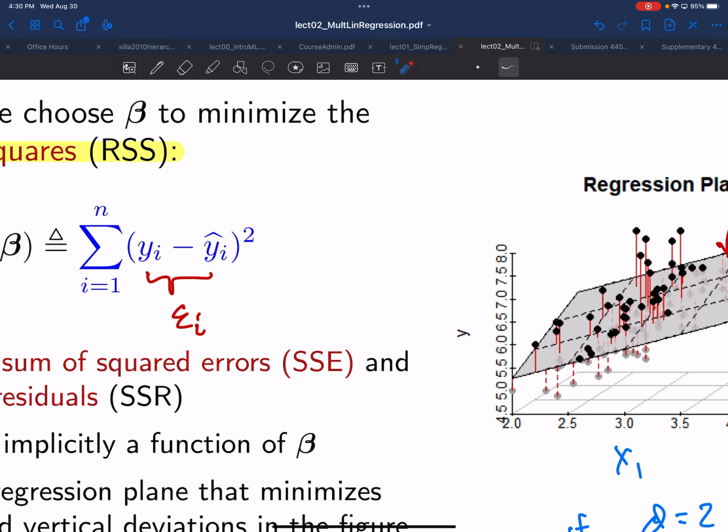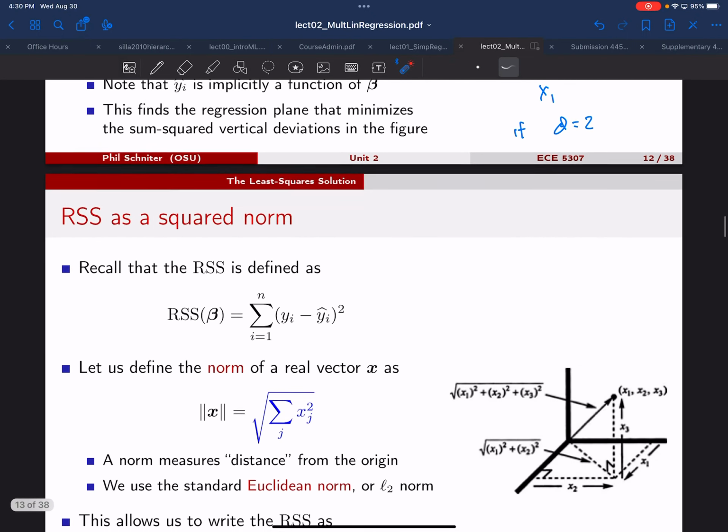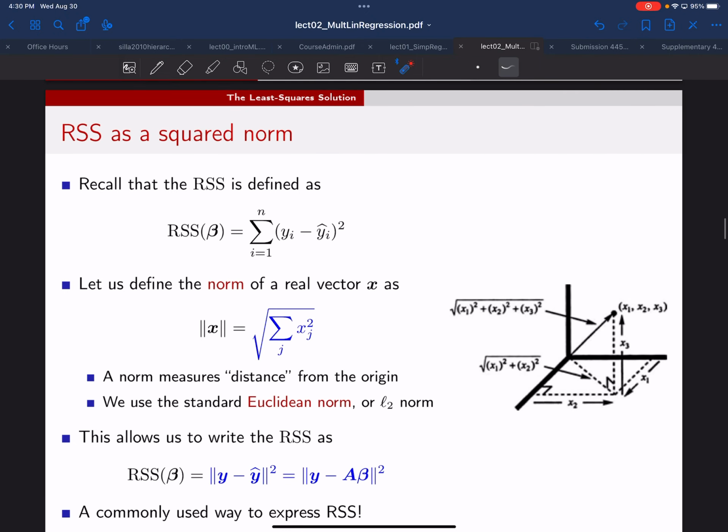Okay, is it clear visually what we're trying to do? All right, so then what we have to do next is figure out mathematically how we actually do this, so we can give it to a computer and have it do the work for us. Going in that direction, we're going to define a concept from linear algebra, which is going to help us rewrite this RSS in a slightly more compact way.